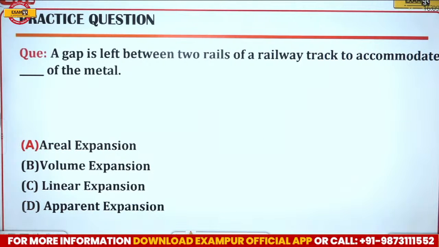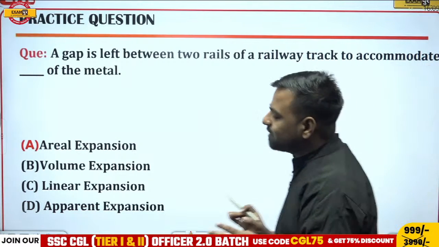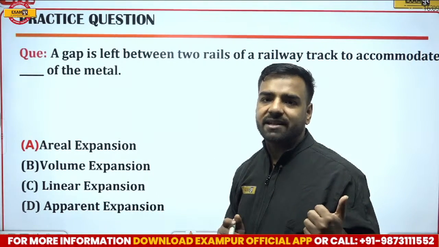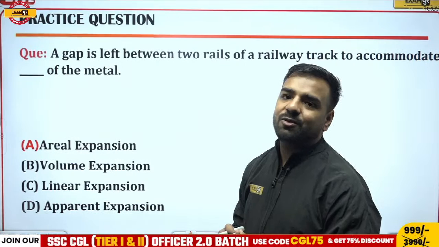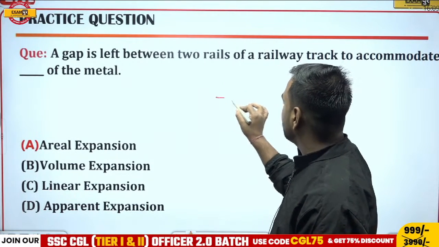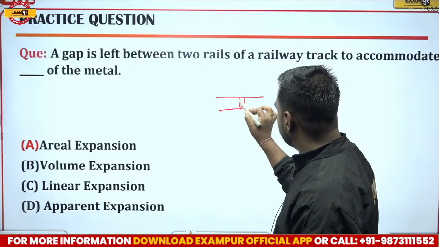Next we have, a gap is left between 2 rails of a railway track to accommodate dash of the metal. Now this is the simple one. We have studied about it in our 10th standard. Remember? So you are already a graduate, so it would be quite easier for you. When I try to draw a rail track, we know that in between we can see some of the gaps.